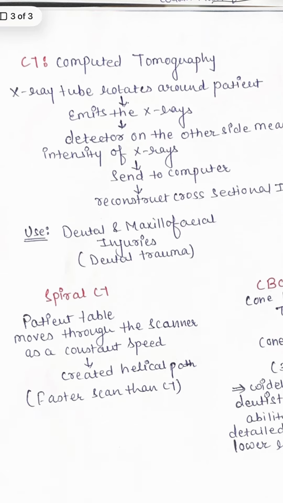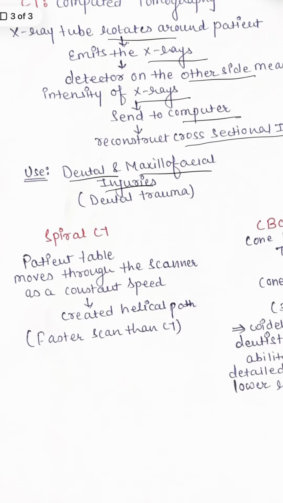Then computed tomography: an X-ray tube rotates around the patient and emits X-rays, and a detector on the other side measures the intensity of the X-rays, which is sent to the computer to reconstruct cross-sectional images, which make a 3D image of an object. Then spiral CT works the same as computed tomography, but the patient table also moves through the scanner at a constant speed, creating a helical path. It has a faster scan than computed tomography.